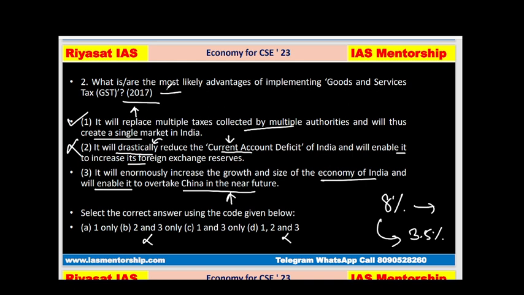ये 2017 का क्वेश्चन है. Can we guarantee it? Enormous, again an extreme word. No doubt it will increase the growth, but drastically, enormously, it will enable to overtake China. ये सब चीजें assumption based होती है. We cannot guarantee it for sure. Okay. So this statement is also wrong and option A is your correct answer.